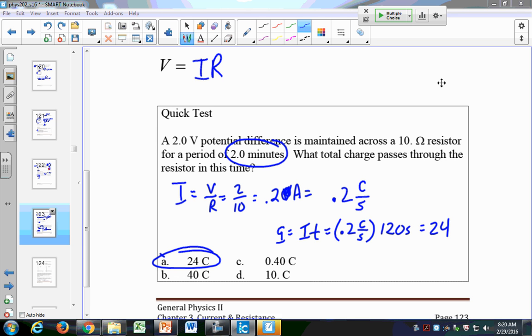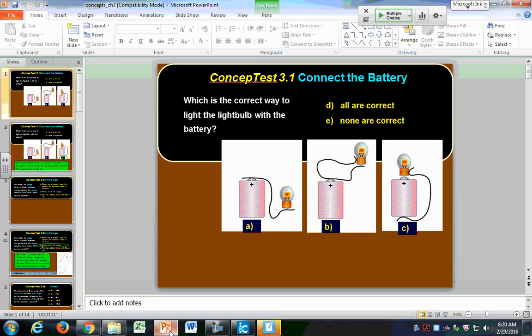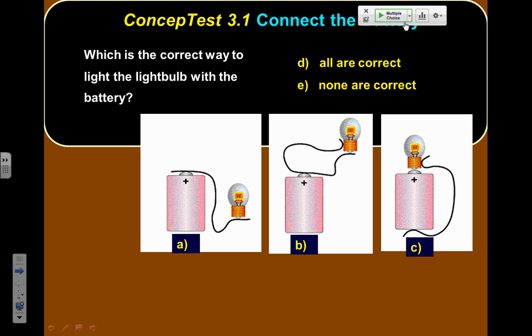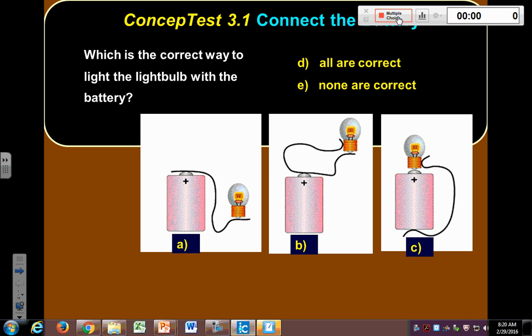Let's just do a few clicker questions in the back. Which of these is the correct way to light the light bulb with the battery? Is it A, B, C? Are they all correct, or are none of those correct? If I wanted to light up a light bulb, how would I do it with a battery?